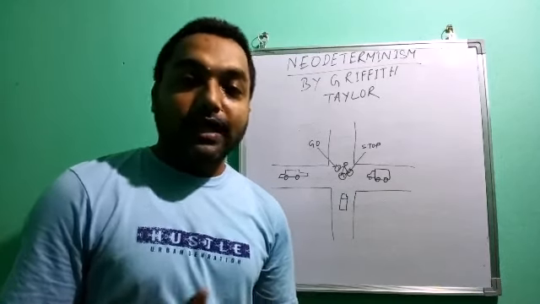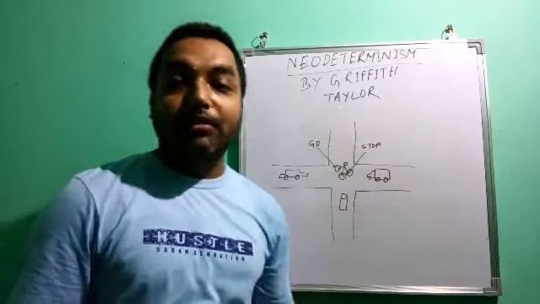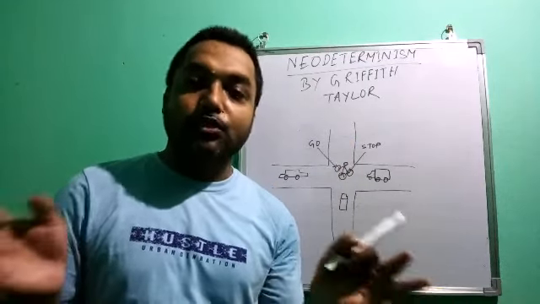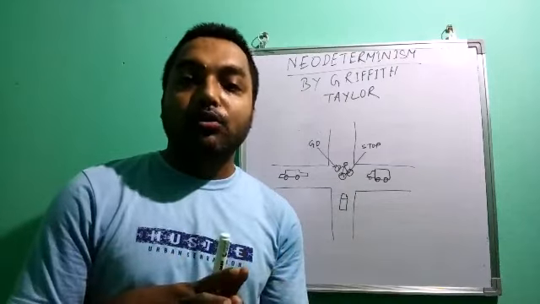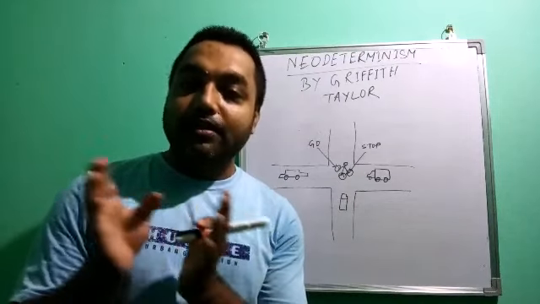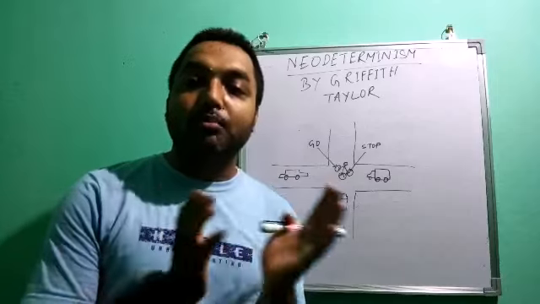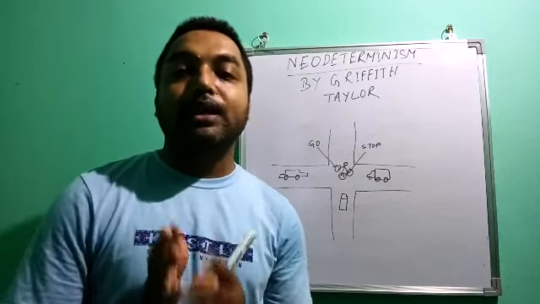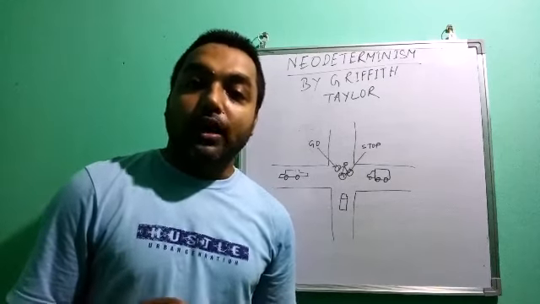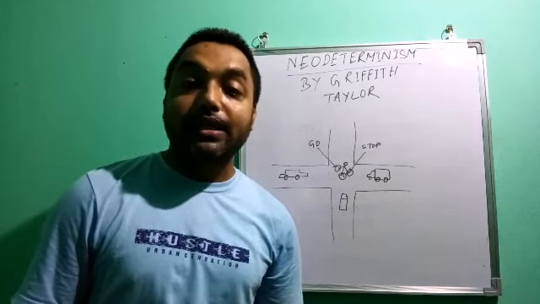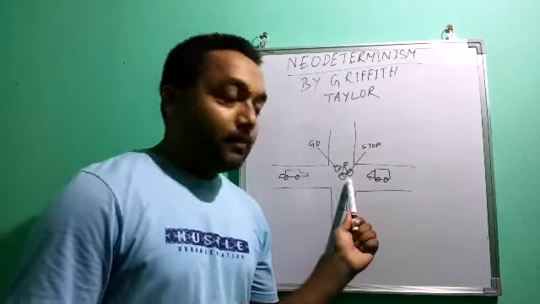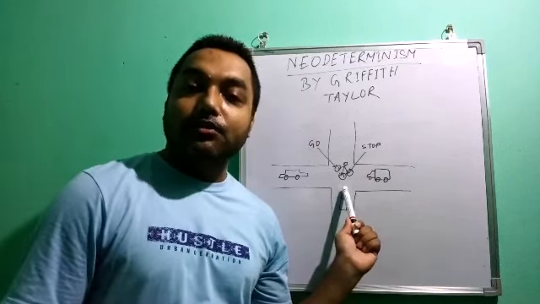So a scientist or geographer named Griffith Taylor came up with a new idea, combining both, taking neither determinism nor possibilism but the middle path, that is called Madhya Marg, the middle path. So he depicted the nature as a traffic controller.